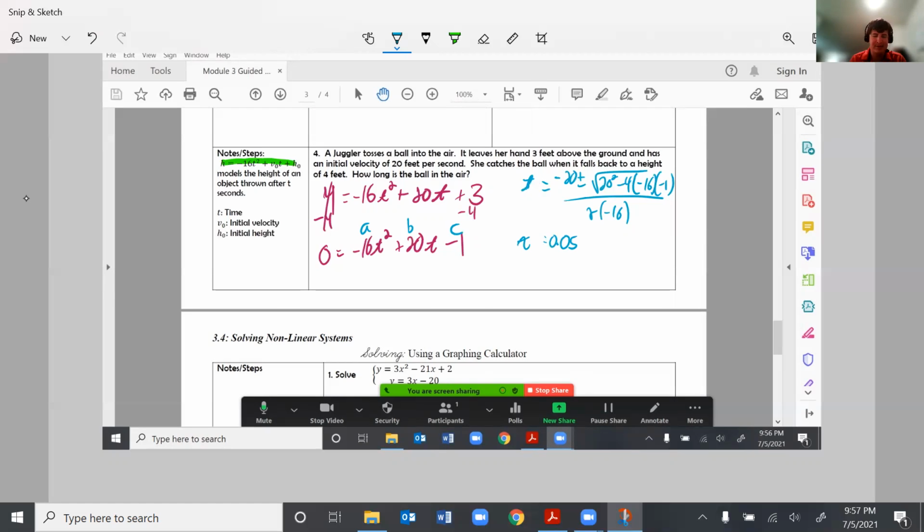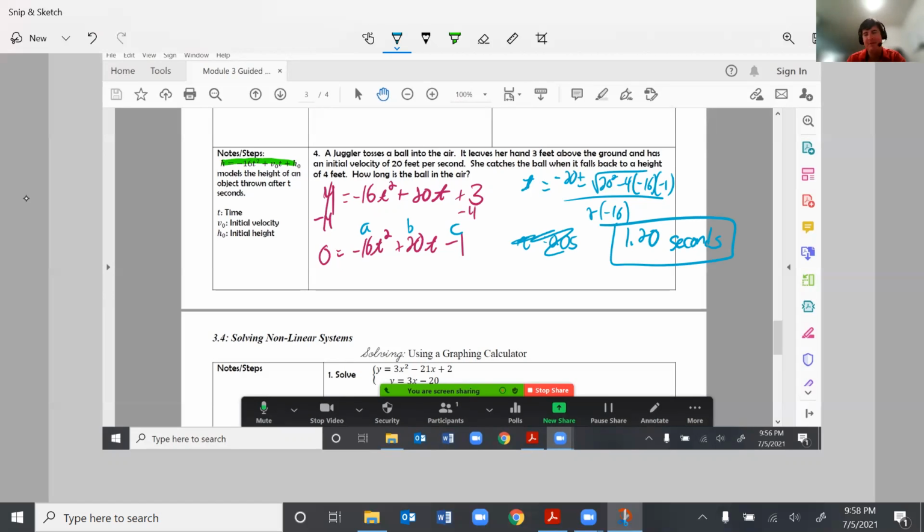That's seconds. So I don't think that's right. We have to think logically. Like we can't have two answers for this. The other is 1.19 or 1.20 seconds. So if you throw a ball, obviously not 0.05 of a second. So you have to think logically about this. So it's definitely not that one. So the answer is 1.20 seconds.